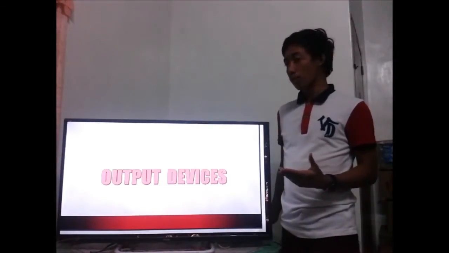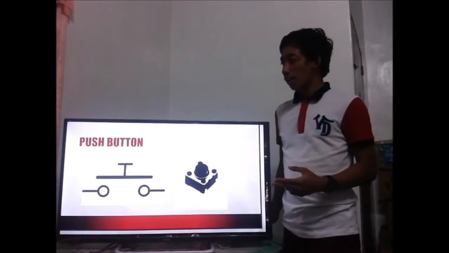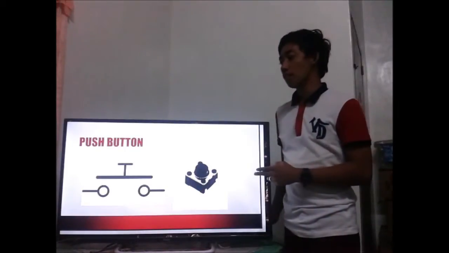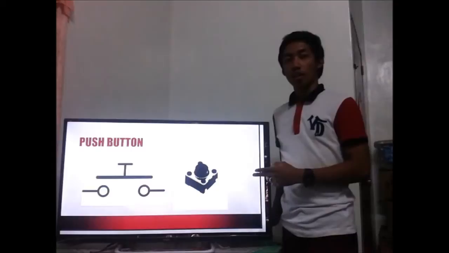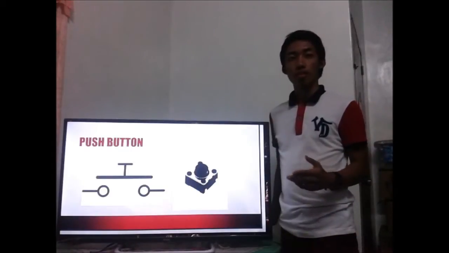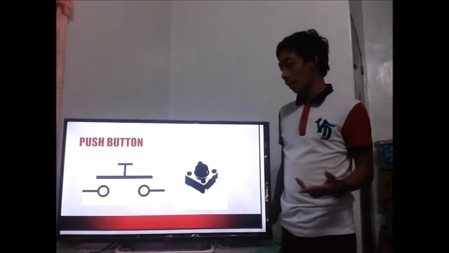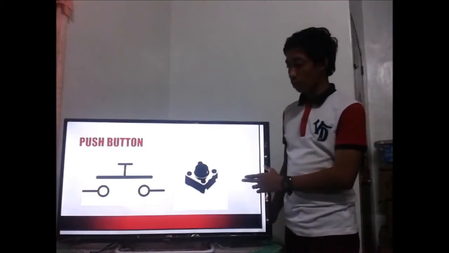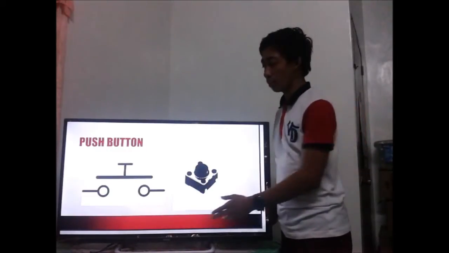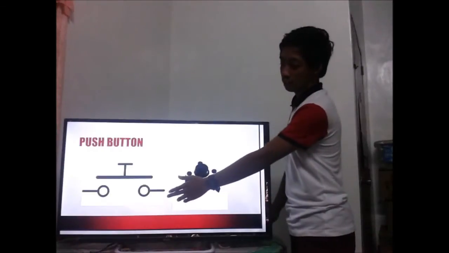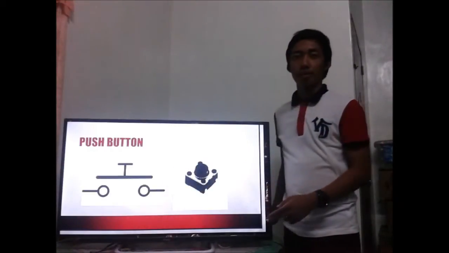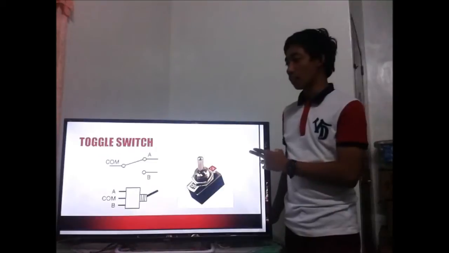One of the examples of the input devices is the push button. The push button are pressed to cause movements. It's either open or close contact. This is the push button, and its symbol is normally open. The next is the toggle switch.